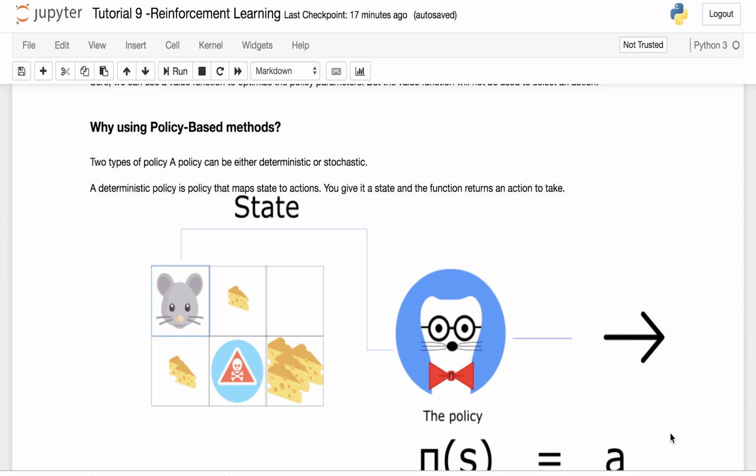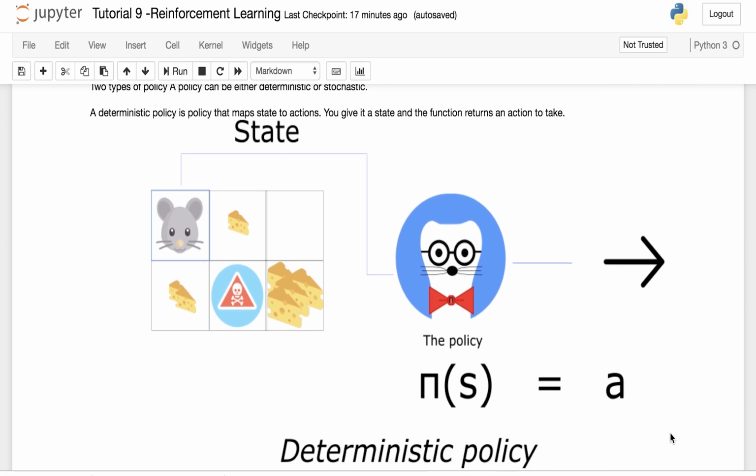Why do we want to use policy-based methods? First, we have two types of policy. A policy can be either deterministic or stochastic. A deterministic policy maps our state to our actions. You give it a state and the function returns an action to take. So for a given state you have the best action that you can take.